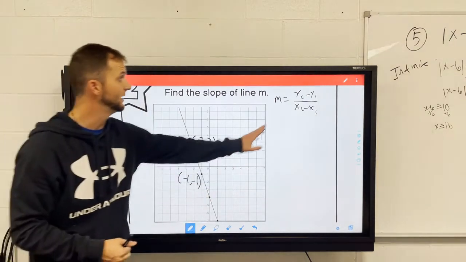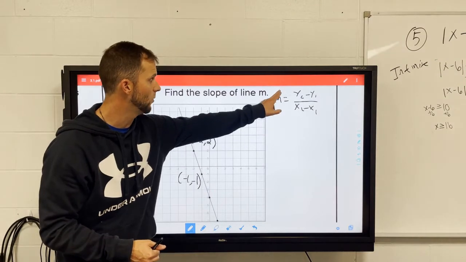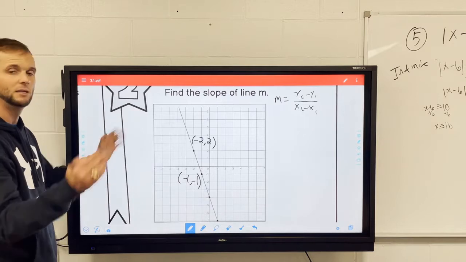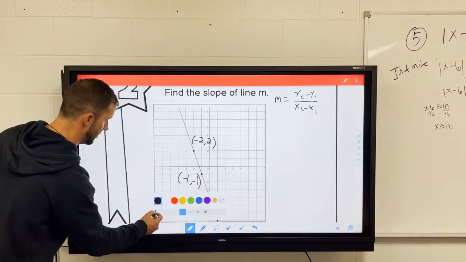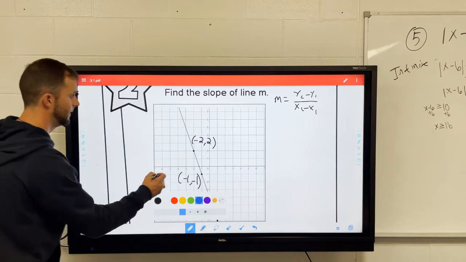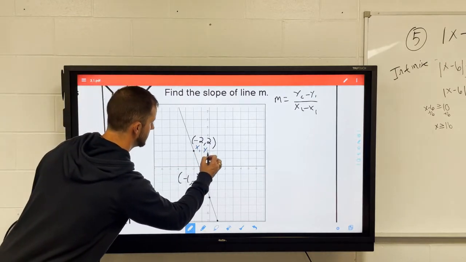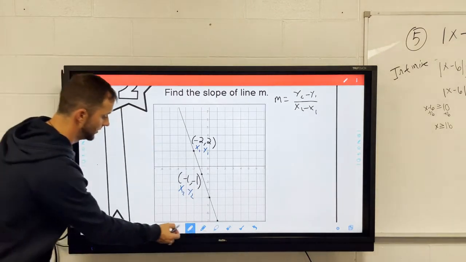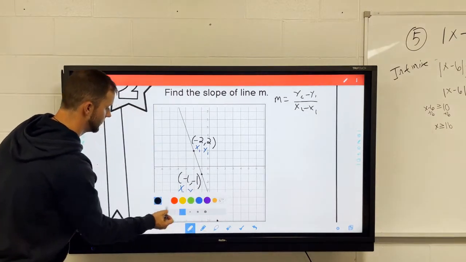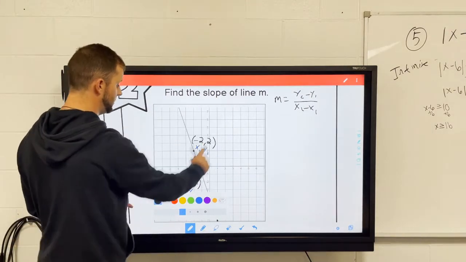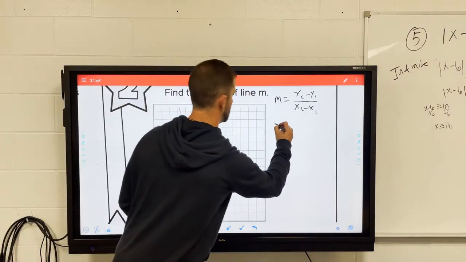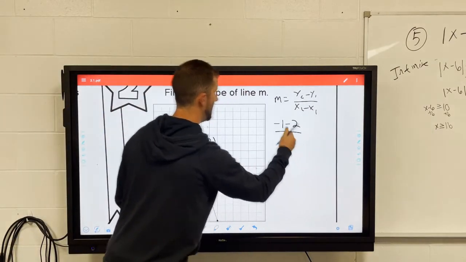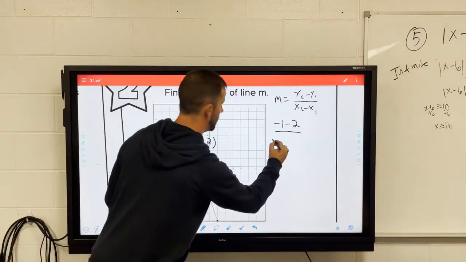Again, I need an x2, a y2, and an x1 and y1. It does not matter how you label your points. Pick any 2 points on that line, and you can find the slope. I'm going to make these a different color. I'm going to call these my 1s, and I'm going to call these my 2s. Then all I have to do is plug that info into my formula, okay? So rise over run, here we go. My y2 here is going to be -1, so -1 minus my y1, which is 2. My x2 here is going to be -1.